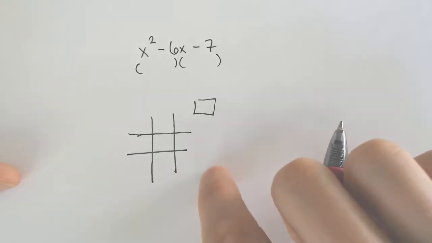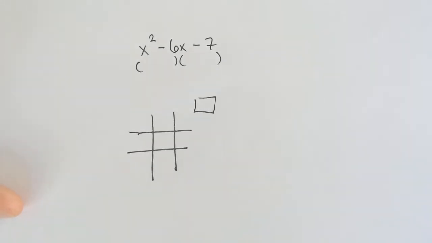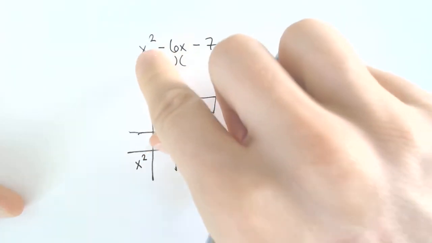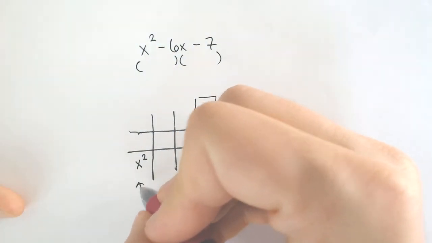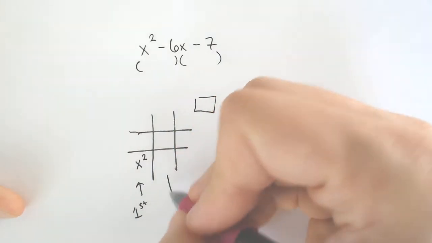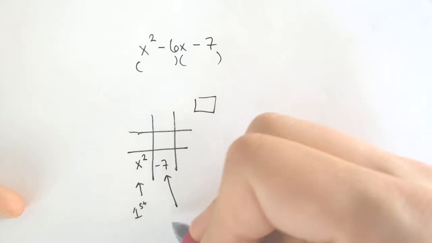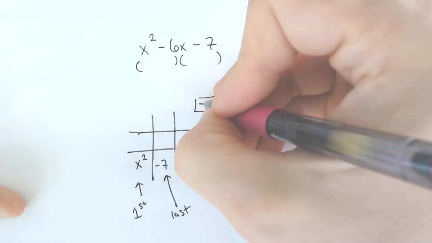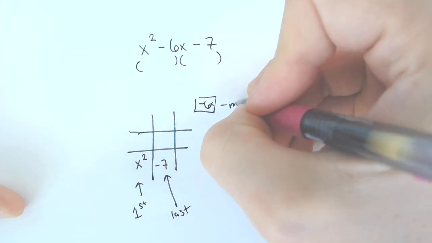And I'm going to be using this tic-tac-toe board for all the problems today. Sometimes it's called the box method. You put your first term, which is the x squared, in that first box. This is always where the first term goes. You put your last term, because if you're not first, you're last, right next to it. And you put your middle term up in the box. So this is the middle.